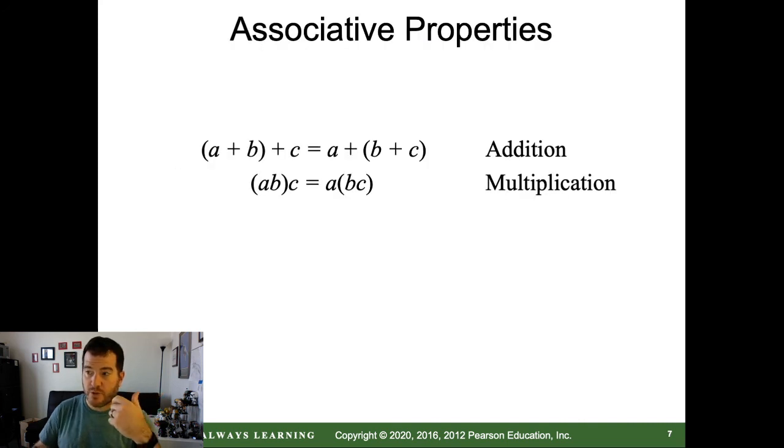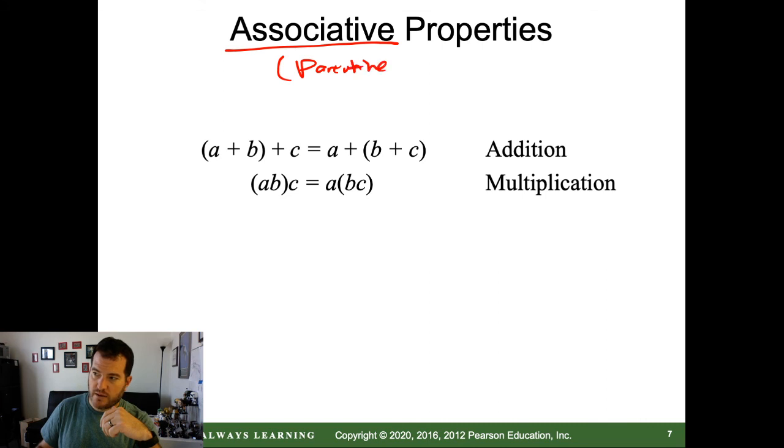Now the next property is what we call the associative property, and this one always has to do with parentheses. Sorry, guys, this is my first video. I guess I haven't done it in a while.